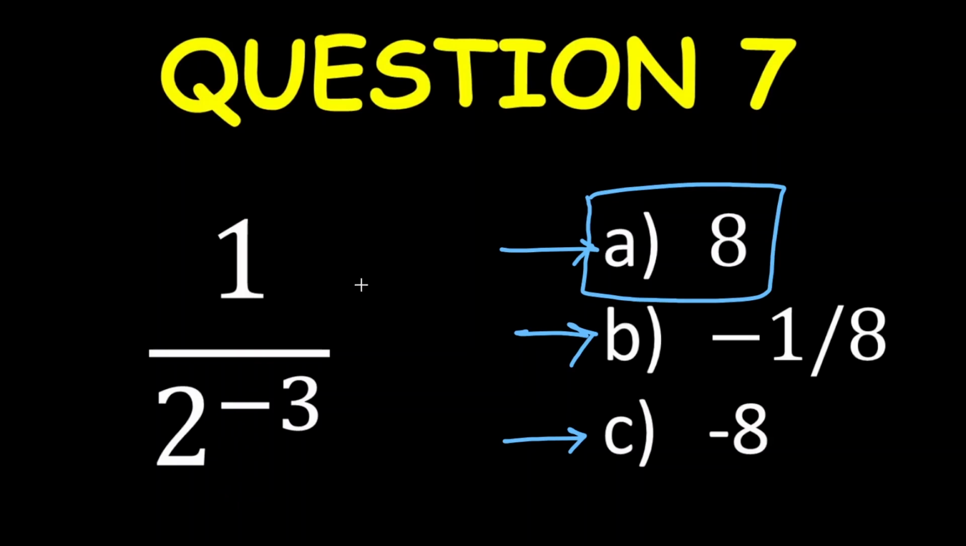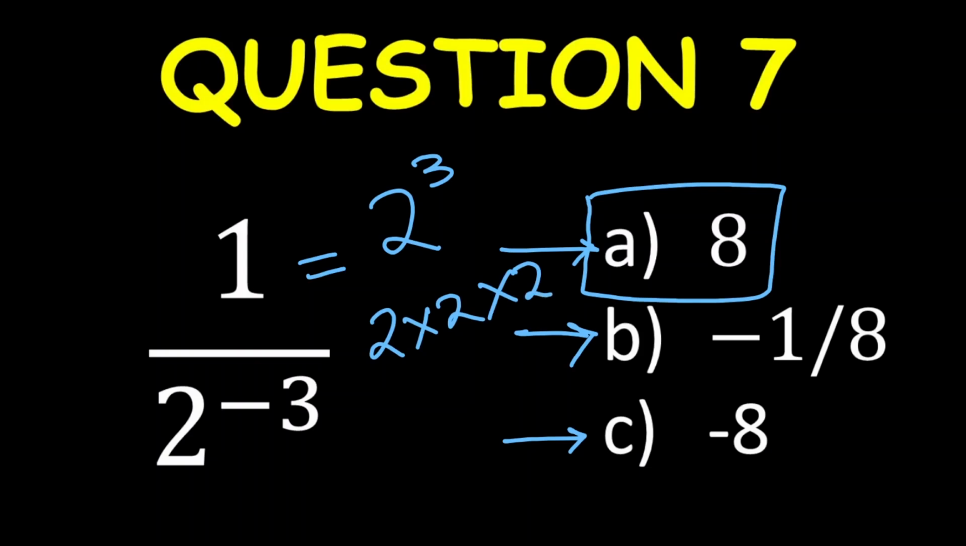So that becomes 2 raised to the power of 3 without any negative sign. And what is 2 raised to the power of 3? That is 2 times 2 times 2. The number has to multiply itself 3 times, and 4 times 2 is 8. So that makes A the correct option.